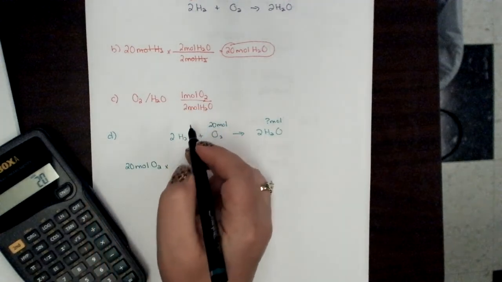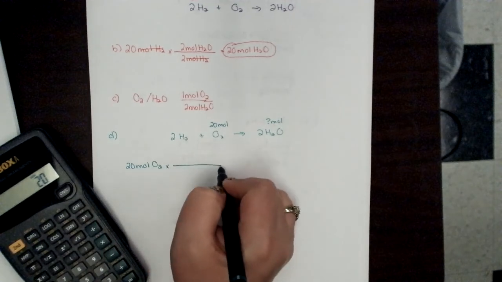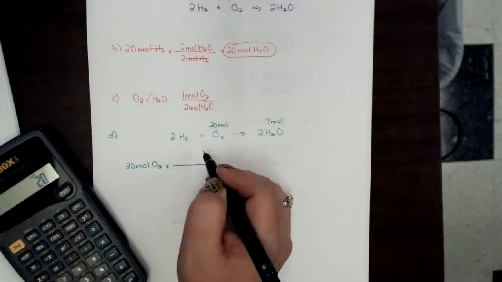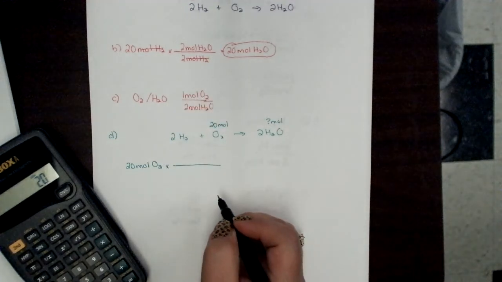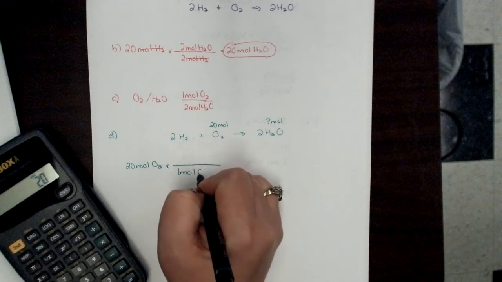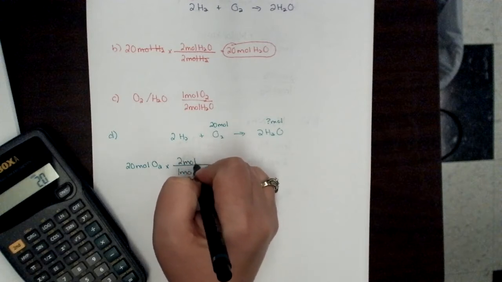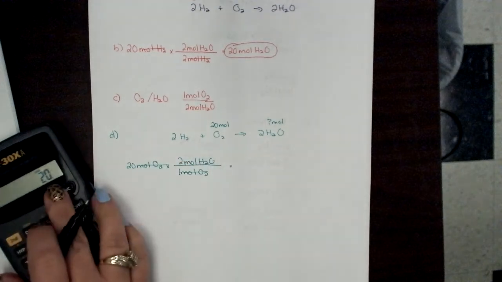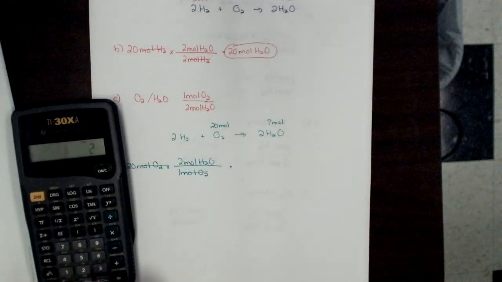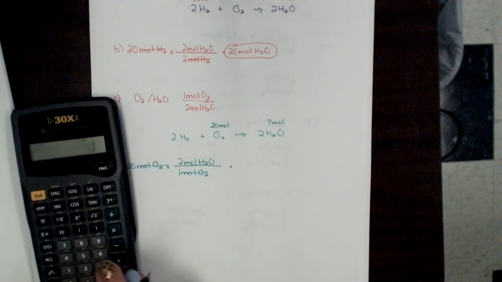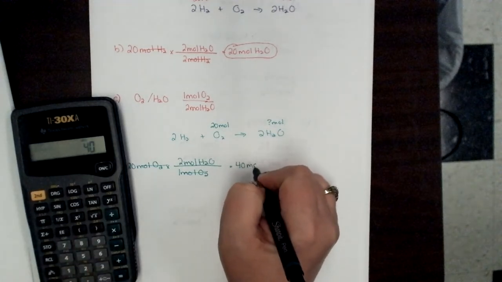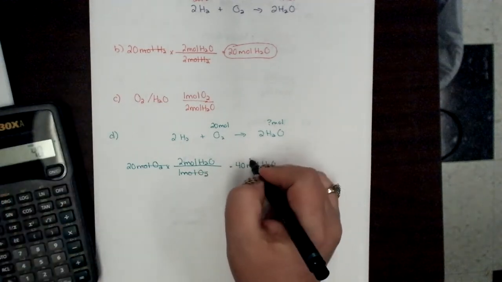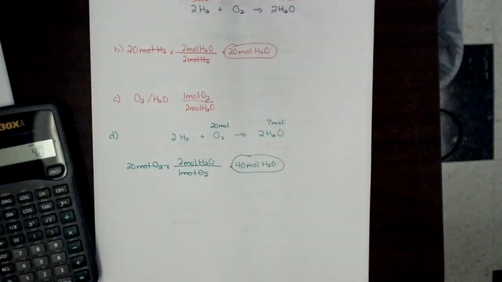And I need to use this mole ratio. So if I want to get rid of moles and get water, I need to put moles of oxygen on the top or the bottom? On the bottom. So now I cancel out my moles of oxygen, and then I'm going to work my problem. 20 times 2 divided by 1 gives me 40 moles of water. 1 sig fig, 1 sig fig, and there's my answer.